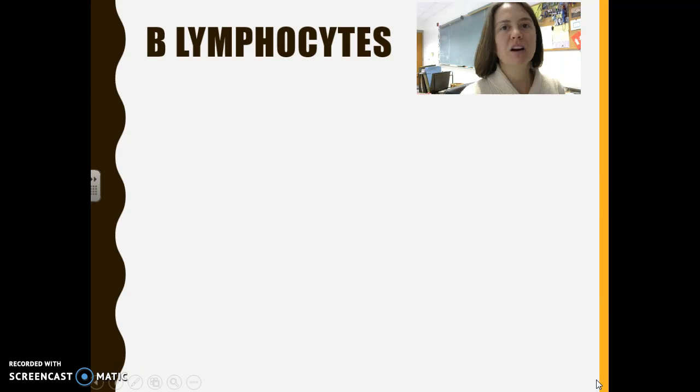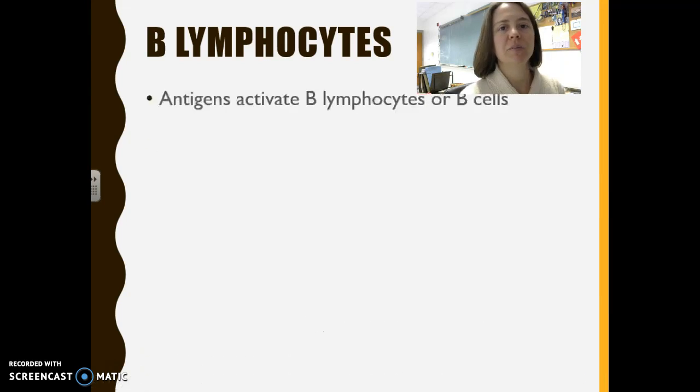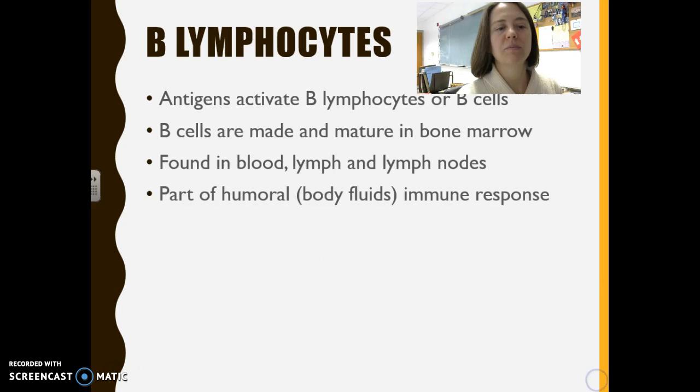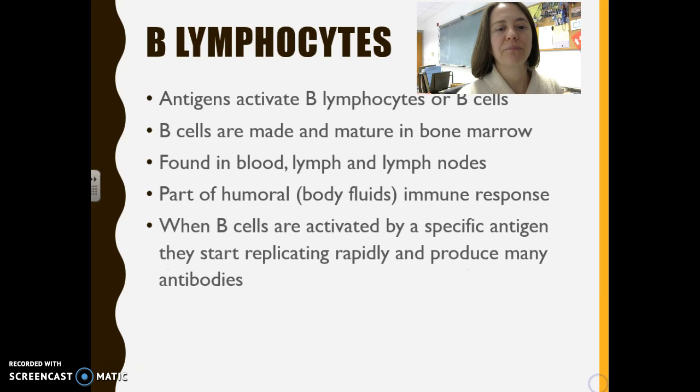Your B lymphocytes are also a very important part of your immune system. Antigens activate B lymphocytes, or B cells, and B cells are made in the bone marrow, just like every other blood cell, but they mature in the bone marrow also, which is different than your T cells. They circulate just like the T cells around your body. They're found in the blood, lymph, and lymph nodes. And they are part of the humoral immune response as opposed to the cell-mediated immune response, which means they're part of your body fluids, your humors, as it was called in ancient Greek times.